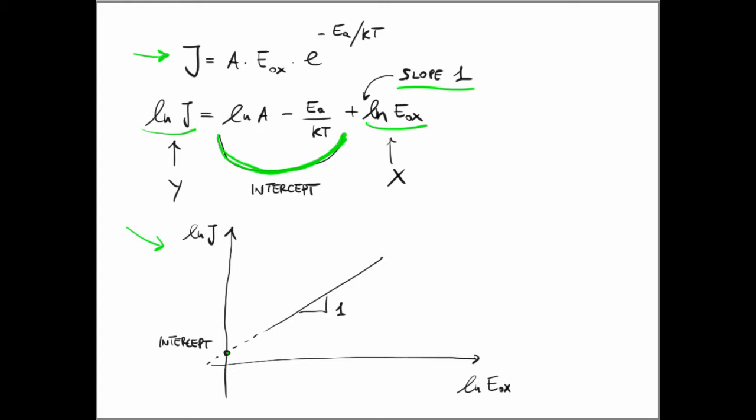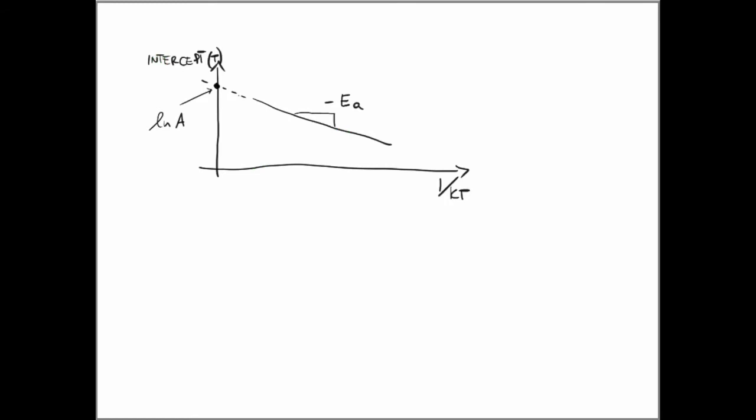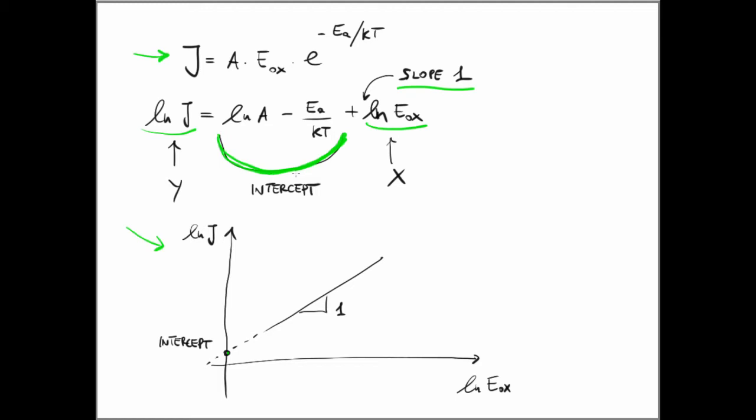So what we do, again, we do measurements of JE at different temperatures, on many temperatures, so that we can get several values of the intercept at different temperatures that we plot. And again, if we look at the expression of the intercept, if we call 1 over kT our variable x, let's say, then we should expect that the slope would be minus EA.